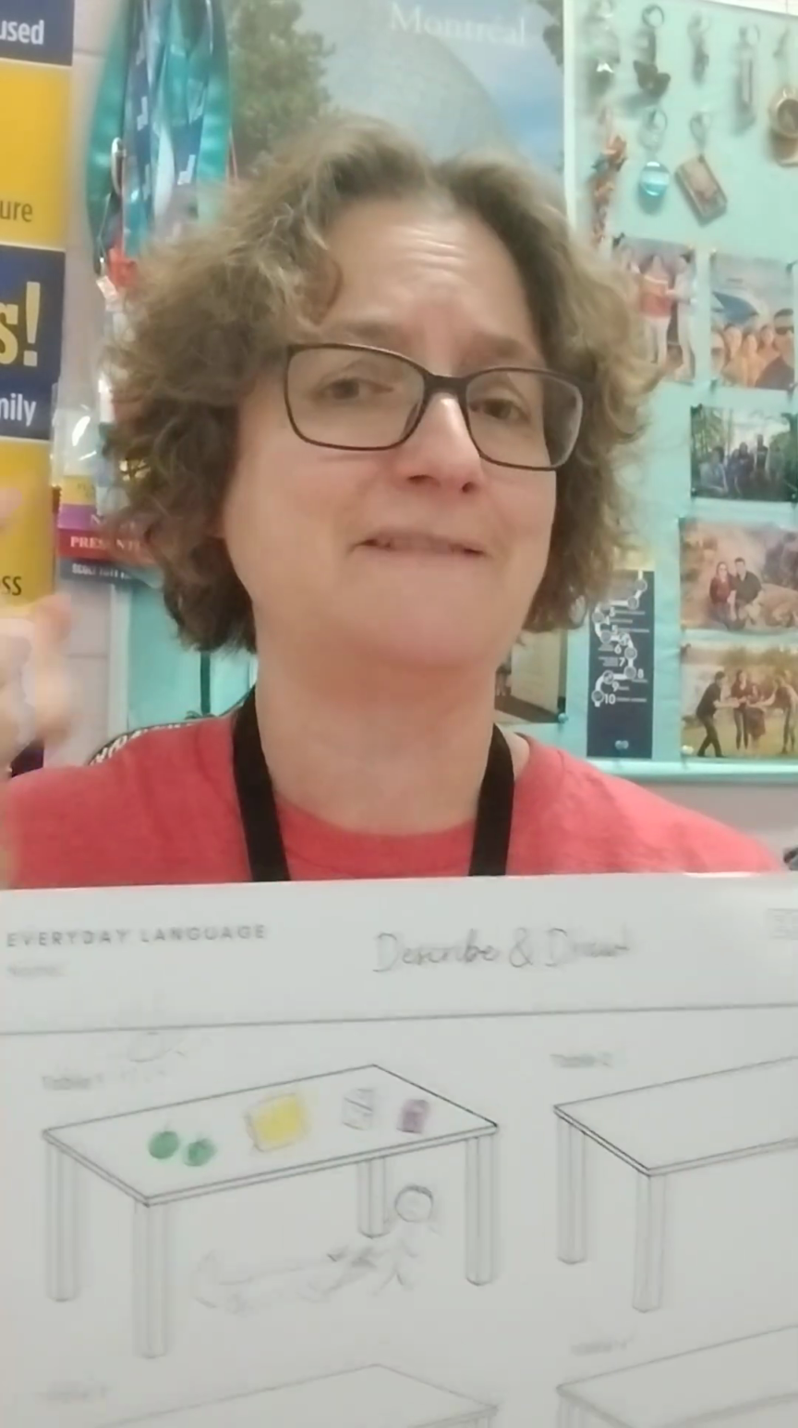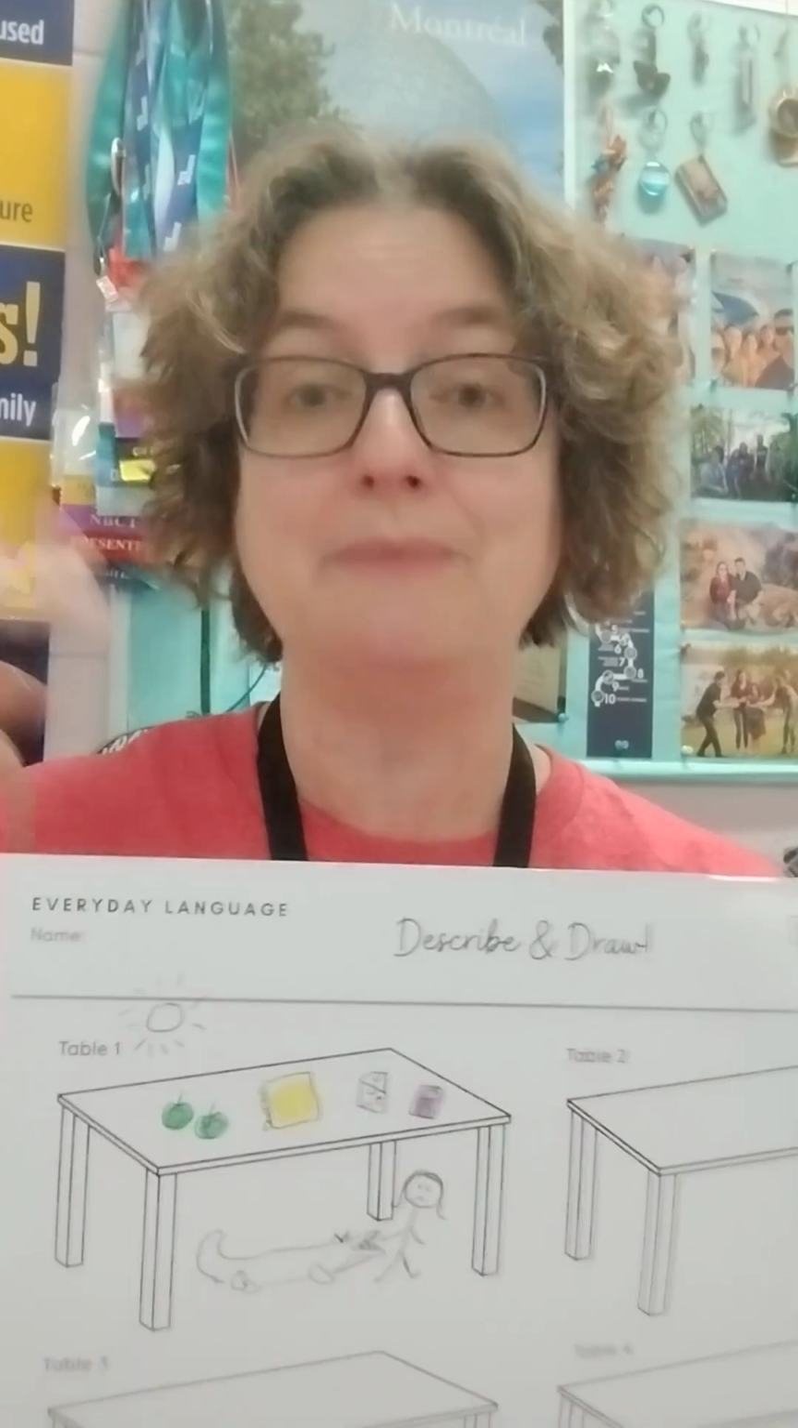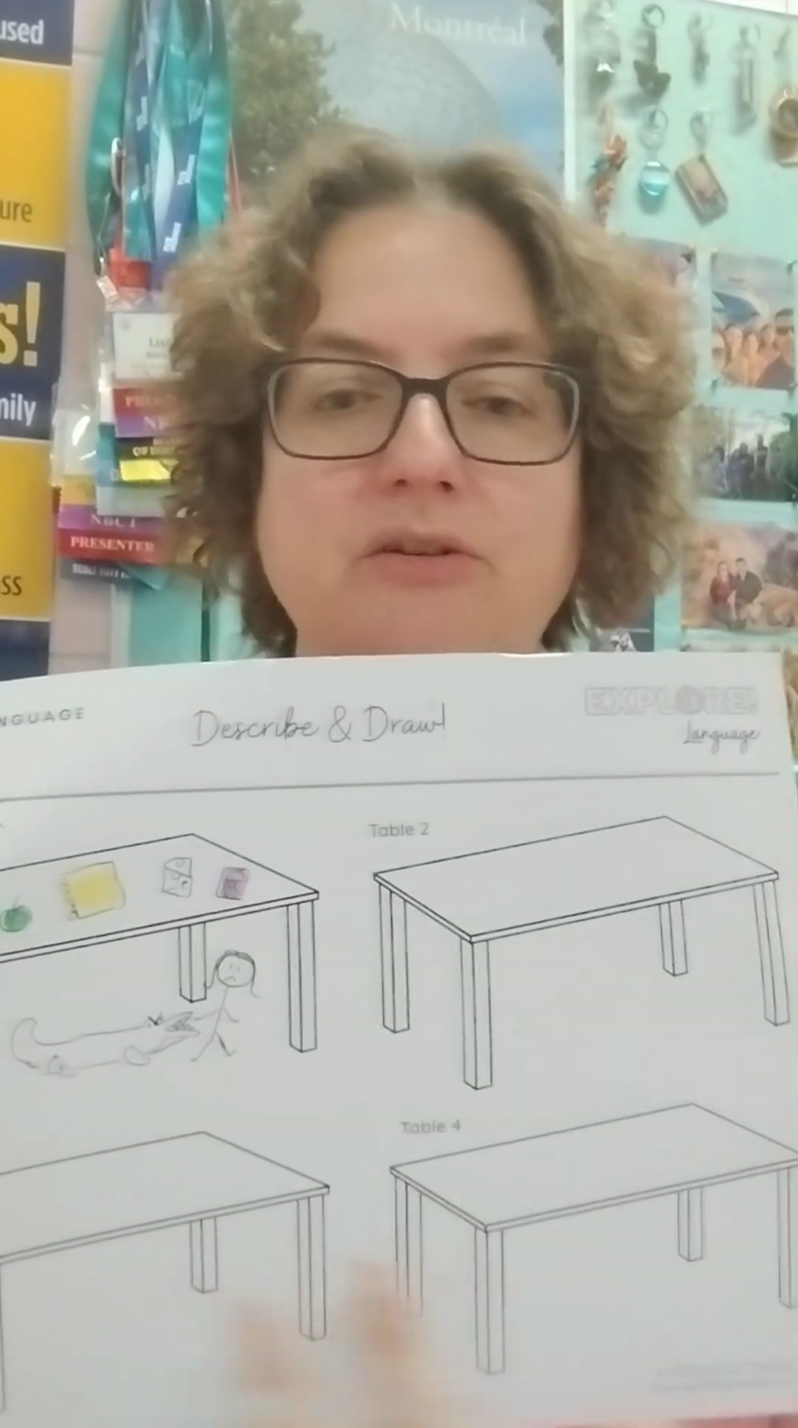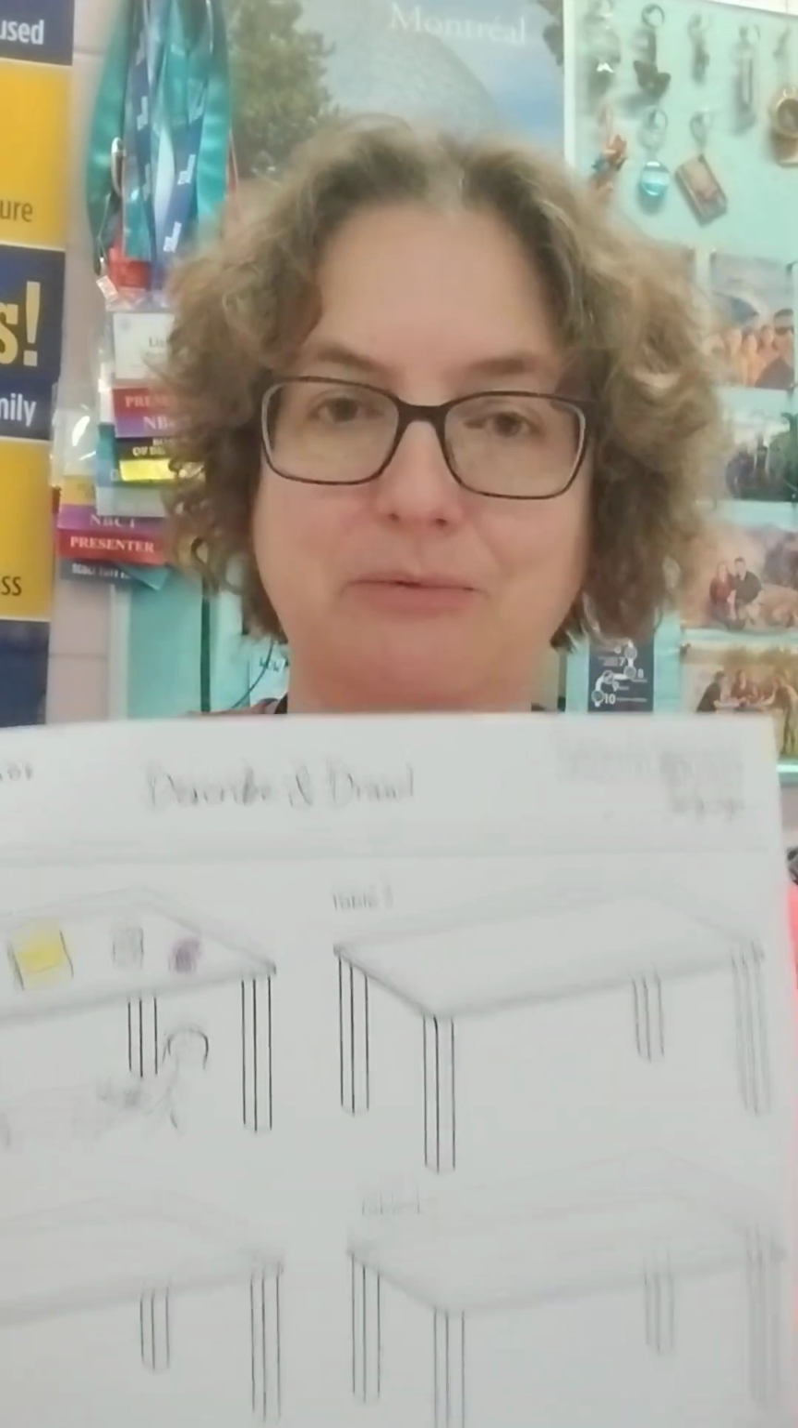At the end of it, students have listened and responded to prompts 3 times, to the teacher's prompts and then 2 of their partner. And then they've also verbally described their own drawing twice. And their partners have drawn it on table 3 and table 4.